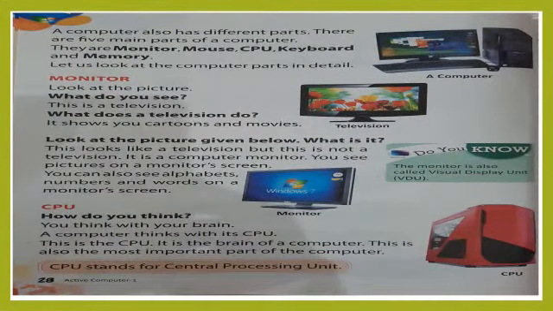Like our body, computer also has different parts and their functions are also different. A computer has five main parts. They are monitor, CPU, mouse, keyboard and memory. These are the main five important parts of computer. Let's learn about the parts one by one.